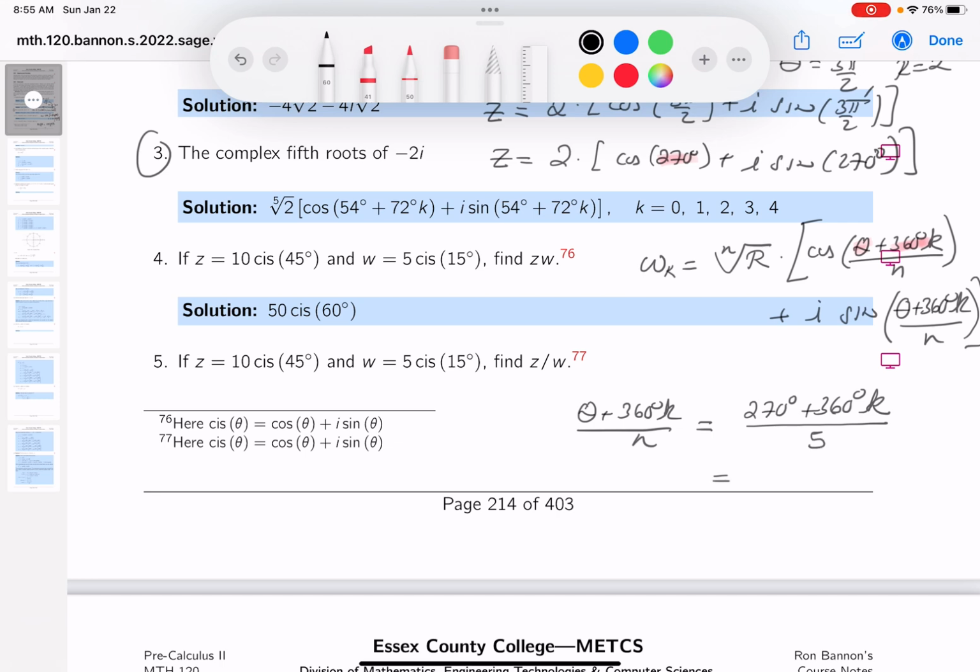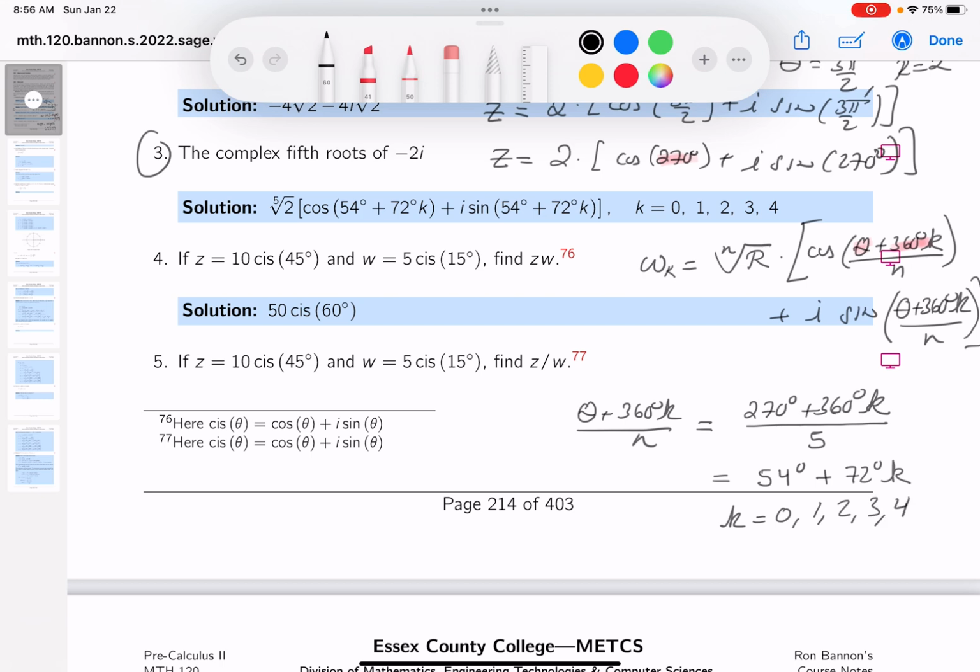We'll talk about the k's later, by the way. 5 into 270 is 54. Let me just make sure that's true: 250 and 20, yes, 270. Plus 5 into 360 is going to be 72. Since we're talking about a fifth root, k is going to go from 0 to 1 to 2 to 3 to 4. It'll give us all 5 roots.